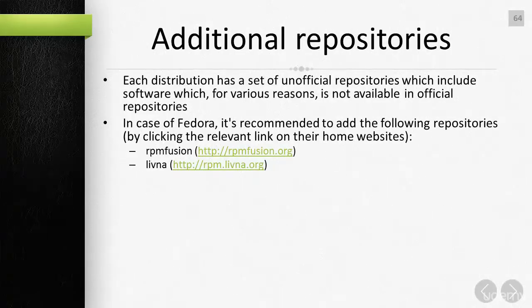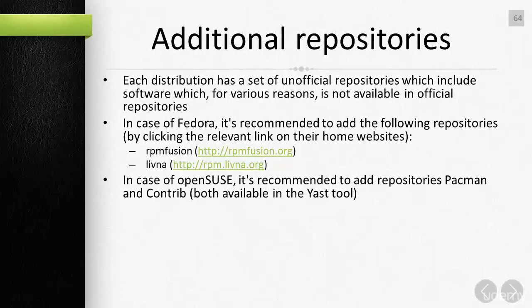To install these repositories, you need to go to one of the pages mentioned in the slide below, rpmfusion.org and rpmlivna.org, and click on the appropriate link. This will launch a repository management tool, which will install the package and adjust repository settings to the system configuration. After that, all applications included in the repository will be visible and available for the user. There's no need to restart the computer or switch users.